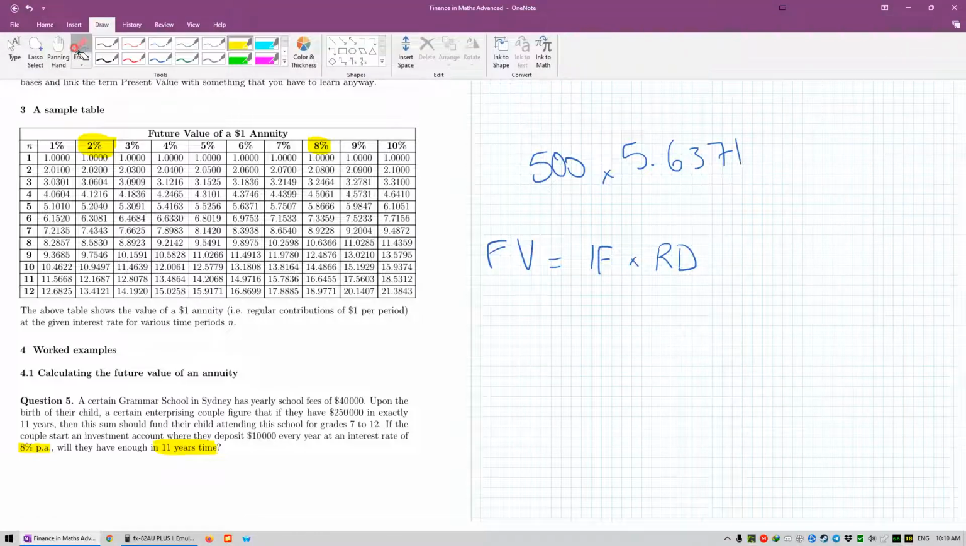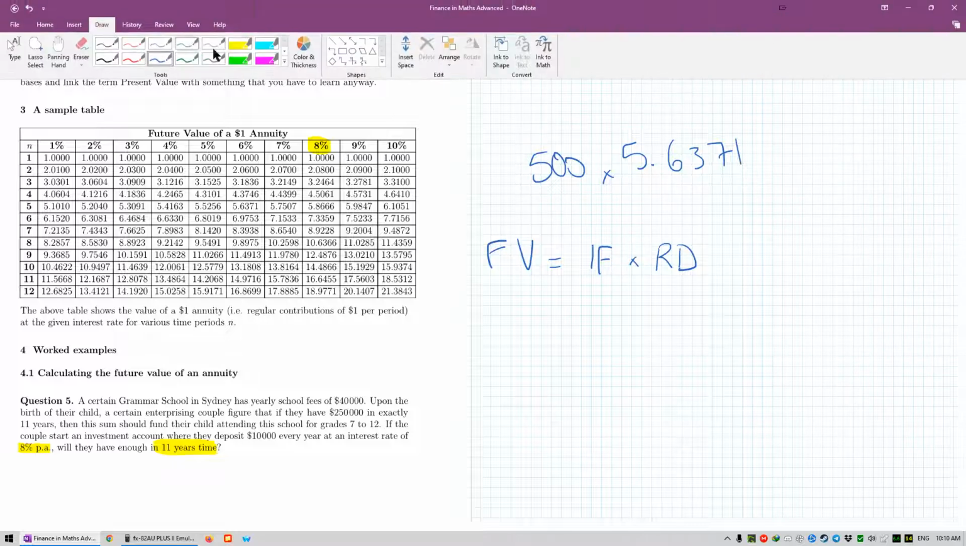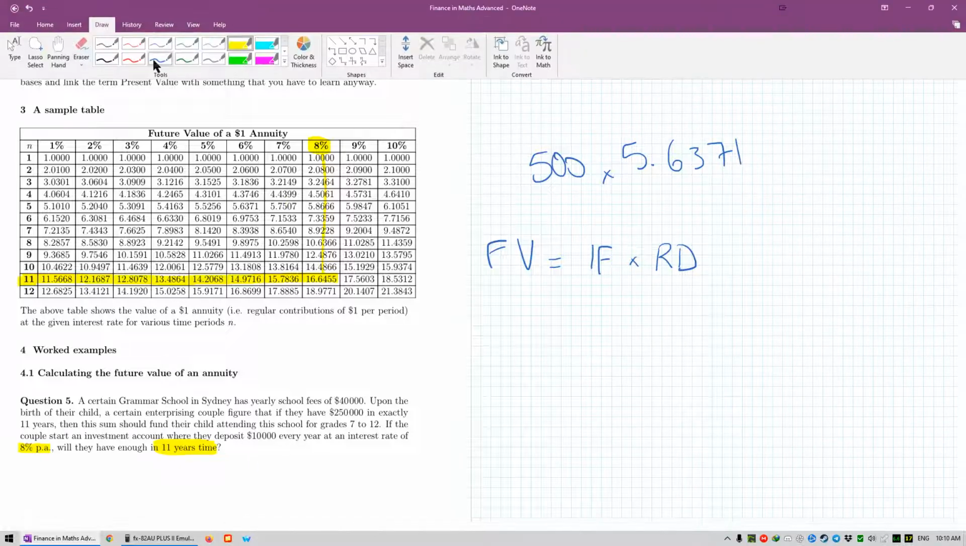Now in this question, it doesn't say anything about that, so we're just going to stick with 8%. That's what it's saying, right? 8% per annum, per year, in 11 years' time. So we're assuming it's compounding per year. So it's 8%, 11 years' time, so it's 11 time periods. We are dealing with where they intersect, 16.6455. And they're doing $10,000 every single year.